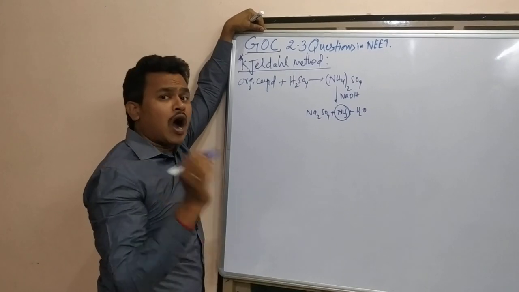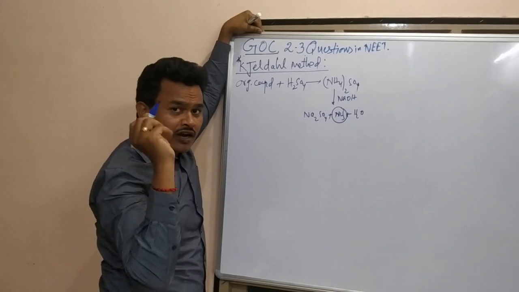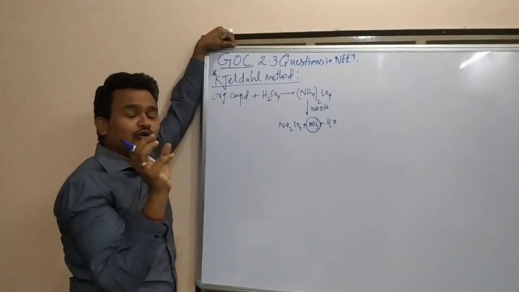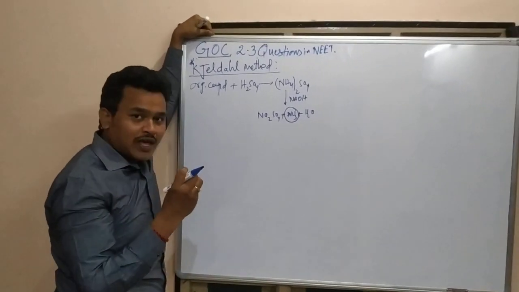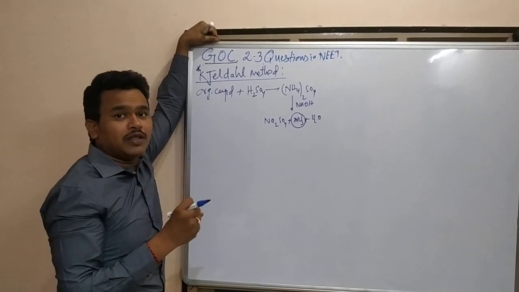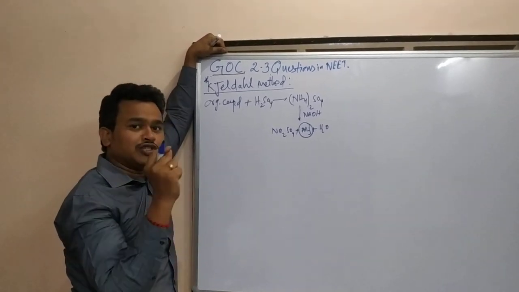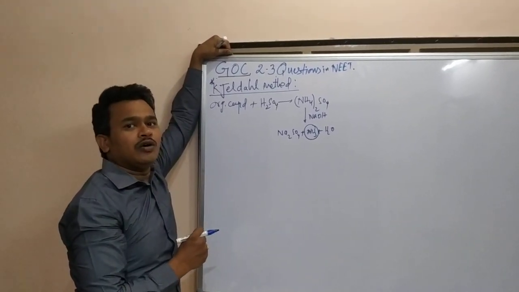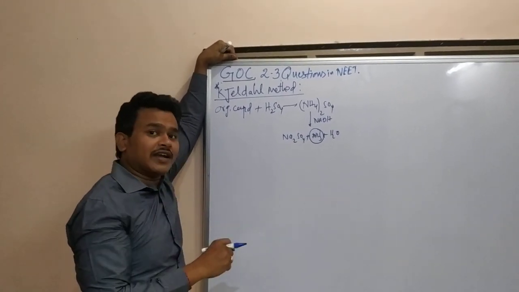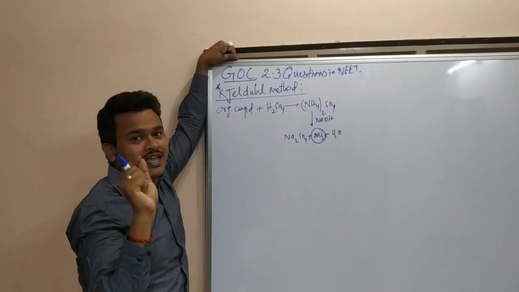How to calculate the released ammonia? If I calculate the released ammonia, in the ammonia nitrogen is there, so that I can calculate. How to calculate that amount of ammonia? By using H2SO4. H2SO4 can absorb the ammonia. So based on the H2SO4 used, we are going to calculate the amount of ammonia. And how much H2SO4 reacted? How are we going to calculate that? By using an alkali, by using NaOH.